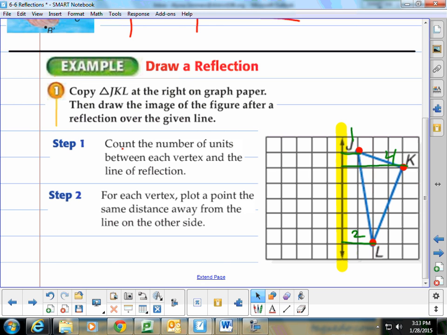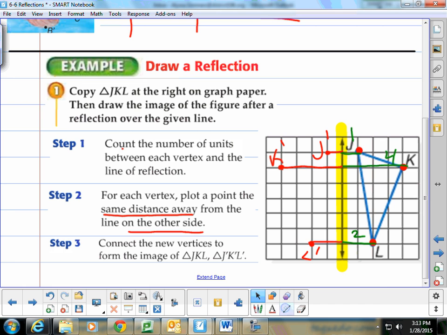So for each of those, for each vertex, J, K, L, we are going to plot a point the same distance away from the line on the other side. So we're going to go 1 unit away on this side and plot J prime. Remember our new number? We're going to go 4 units away from the vertex on the other side and plot K prime. We're going to go 2 units away from the vertex of L and plot L prime.